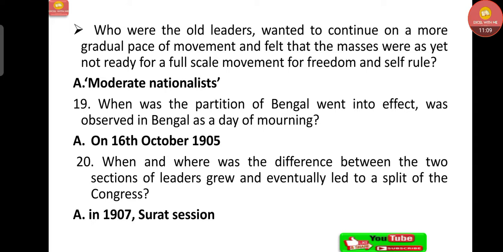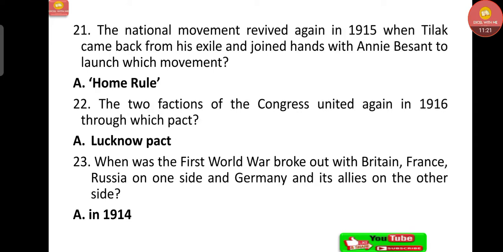When and where did the difference between the two sections of leaders, moderates and extremists, grow and eventually lead to a split of the Congress? That was in the year 1907 at the Surat session. The national movement revived again in 1915 when Tilak came back from his exile and joined hands with Annie Besant to launch which movement? That was the Home Rule movement.